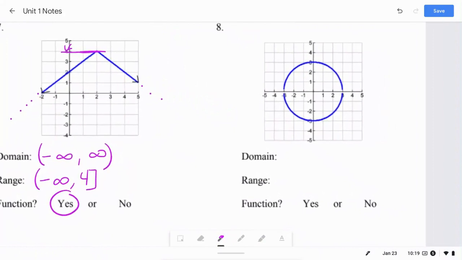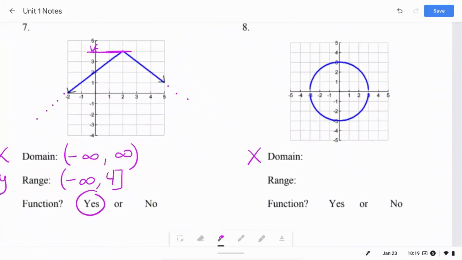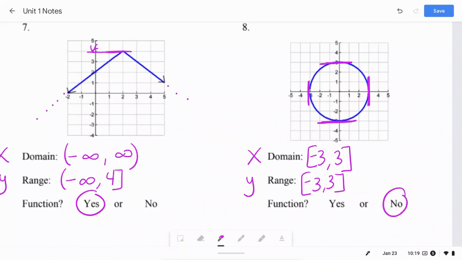Last example, example 8, how far to the left does this graph go? It goes to negative 3, so I would put a bracket around negative 3. And then how far to the right does it go? It goes to positive 3. Then for the range, how far down is the graph going? It's stopping at negative 3. And then how far up does it go? To positive 3. And then does this graph pass the vertical line test? No, because I can draw a vertical line that's intersecting the graph more than once.